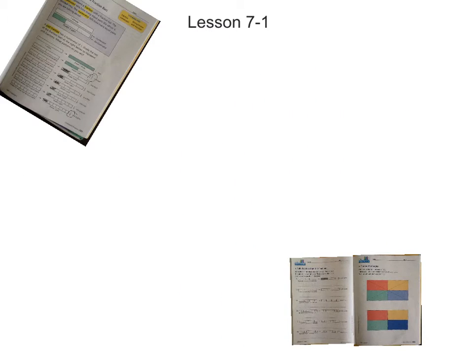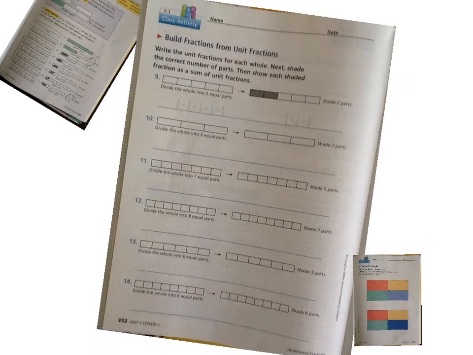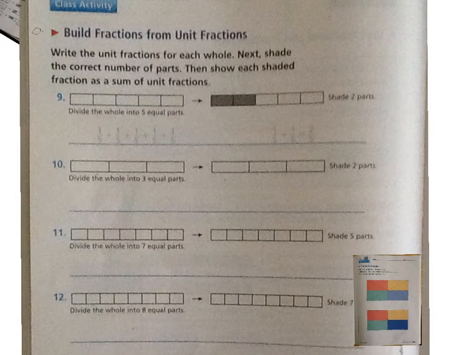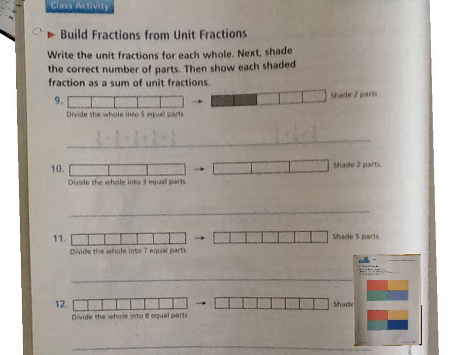Alright, so let's get this out of the way. Let's fly through the next page. This is going to be working with unit fractions. It says write the unit fractions for each whole. Next, shade the correct number of parts, then show each shaded fraction as a sum of unit fractions. Alright, so the first one says divide the whole into 5 equal parts, and then it says to shade 2 parts.